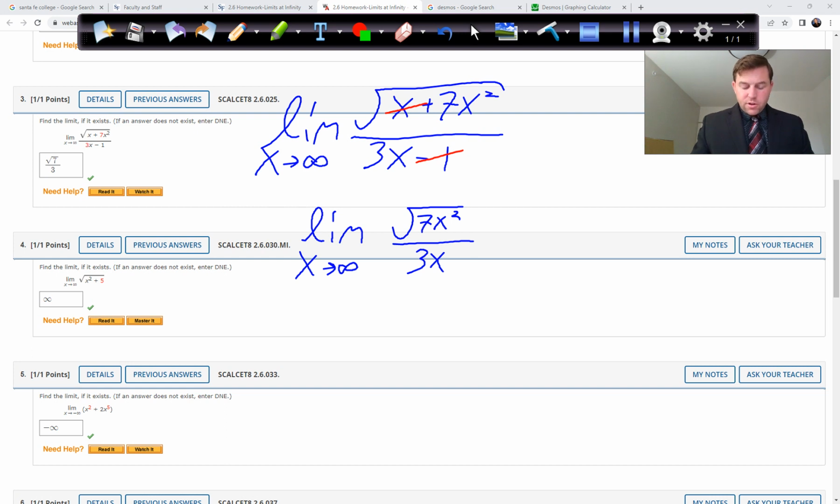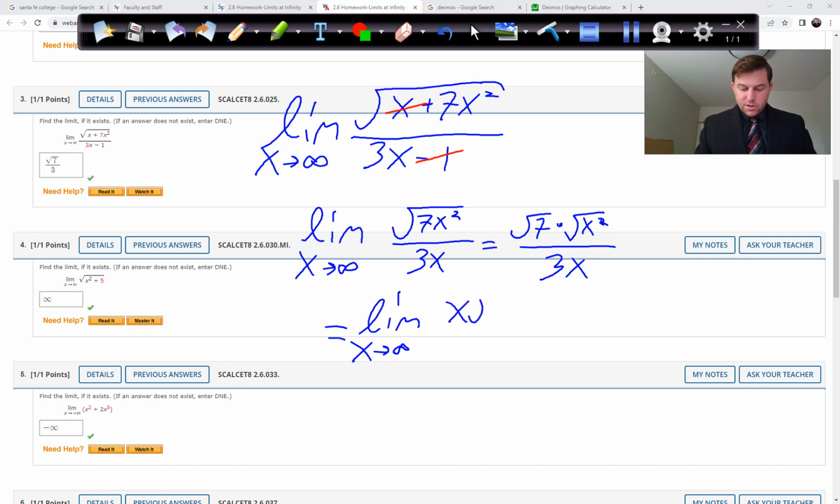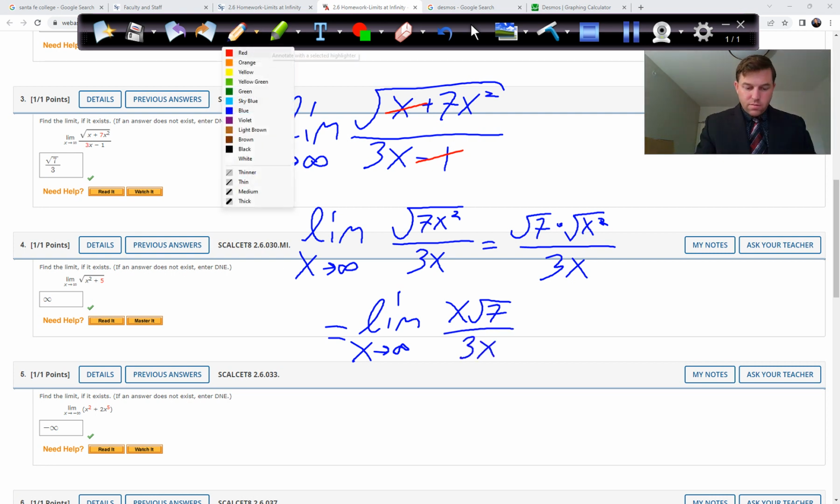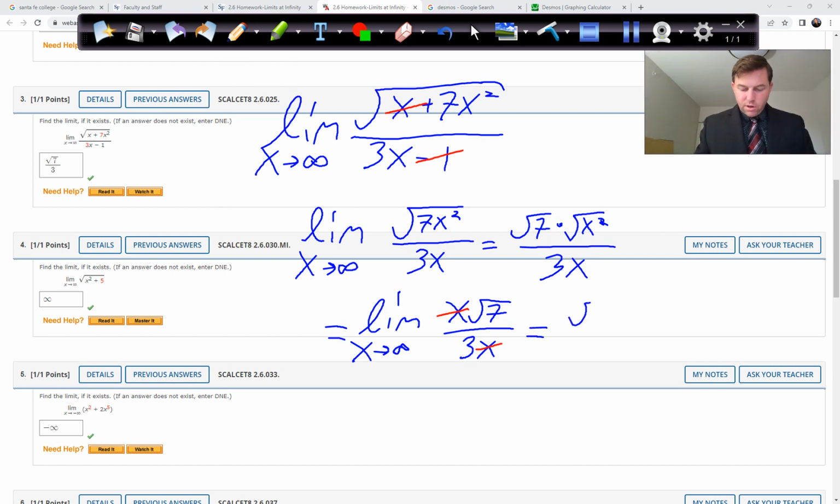Now, because there's no other numbers or letters in the way, I can apply the square root and make it square root 7 times the square root of x squared all over 3x, and I should have the limit in front of it, but just to save time I won't write it. Okay, then this square root x squared will just become x, so we get the limit as x approaches infinity of x times the square root of 7 over 3x. And now this x will cancel with that x. They'll divide each other out. And so we get the limit of root 7 over 3, which is just a number. So it's just going to be root 7 over 3.